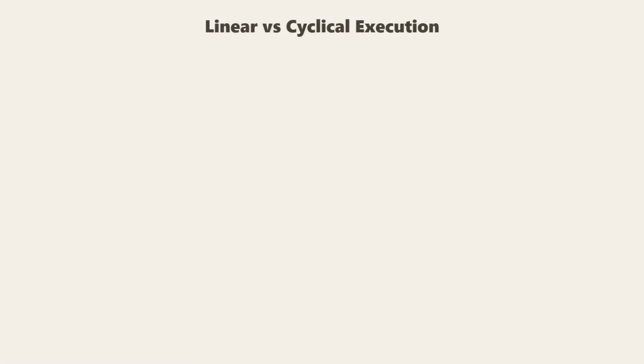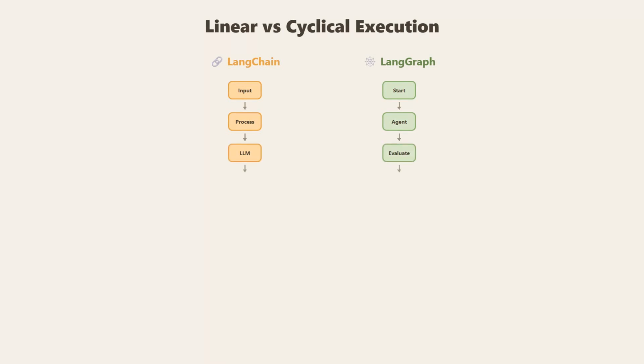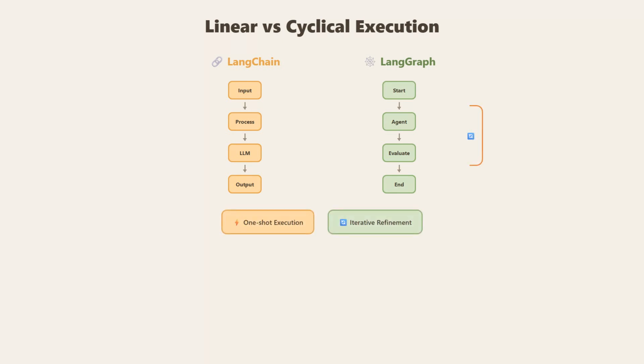Now, let's put these two frameworks side by side to really understand the key difference. On the LangChain side, you have a straight linear flow. Input comes in, goes through processing, hits the LLM, and produces an output. It's a one-way street with no looking back. This is one-shot execution at its finest.